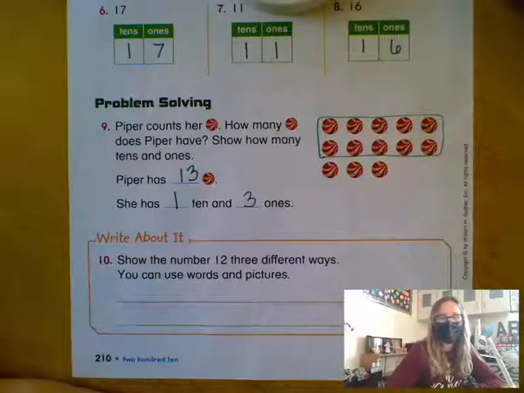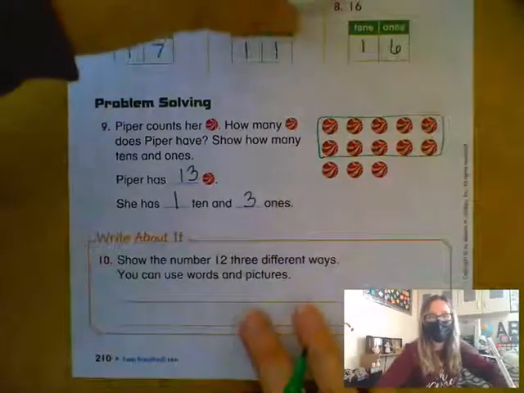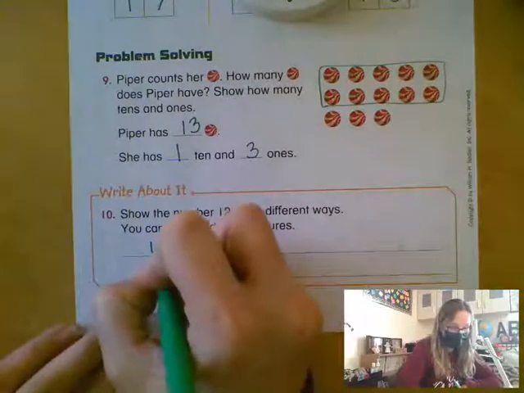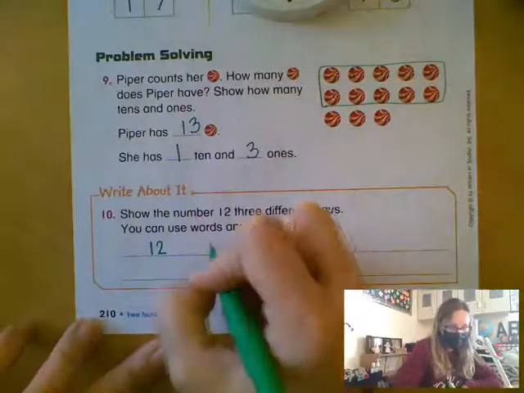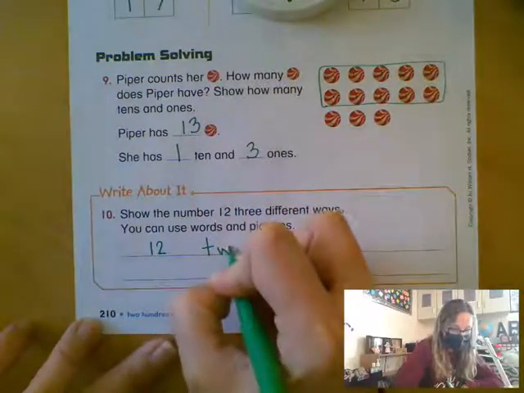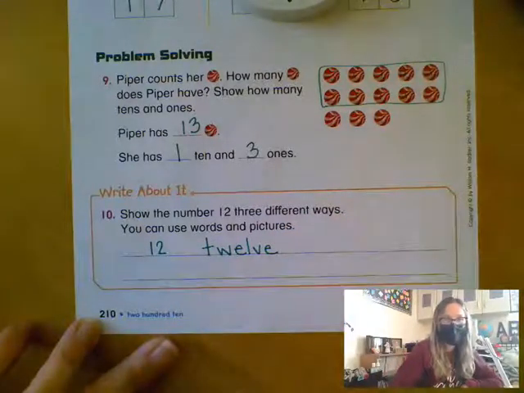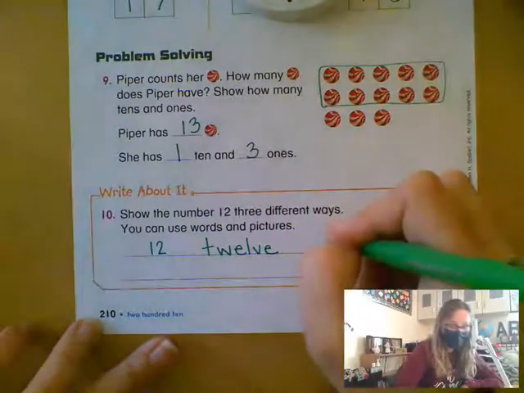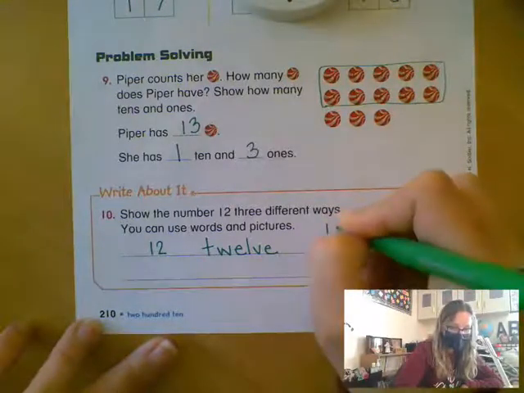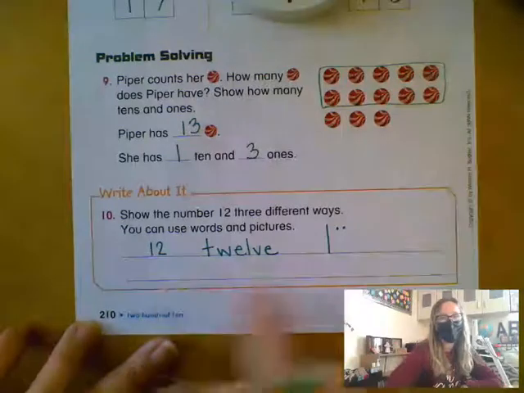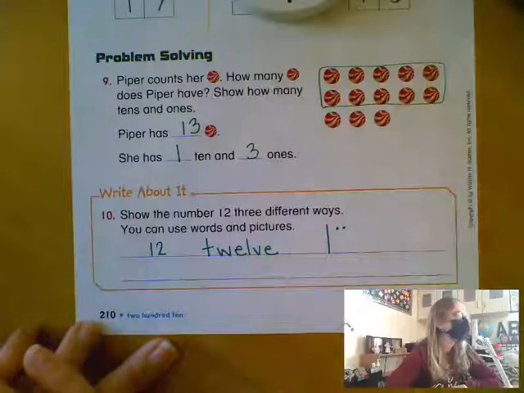So this says show the number 12 3 different ways. One way we could show 12 is just by writing the numeral 12. Another way we could show 12 is by writing the word twelve. And another way we could show the number 12 is by doing our tens and ones. So we do bars for tens and dots for ones. So there's 1 ten and 2 ones. All 3 of those show 12.